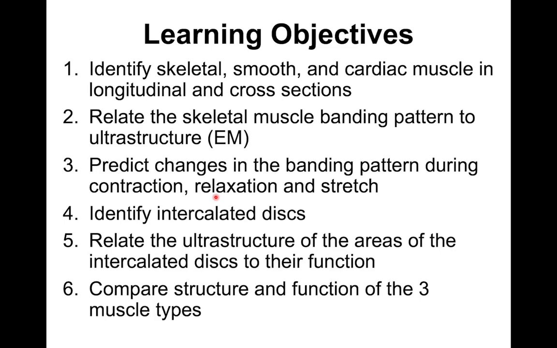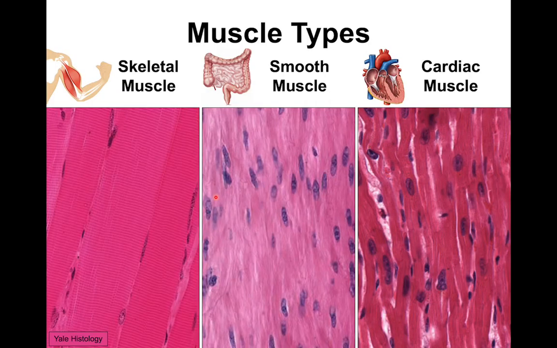In today's lab session, we'll try to see the three types of muscle: skeletal, smooth, and cardiac muscle. We'll see the features of these three types of muscles in longitudinal and transverse sections. So first, let's have an overview of the three types of muscles.